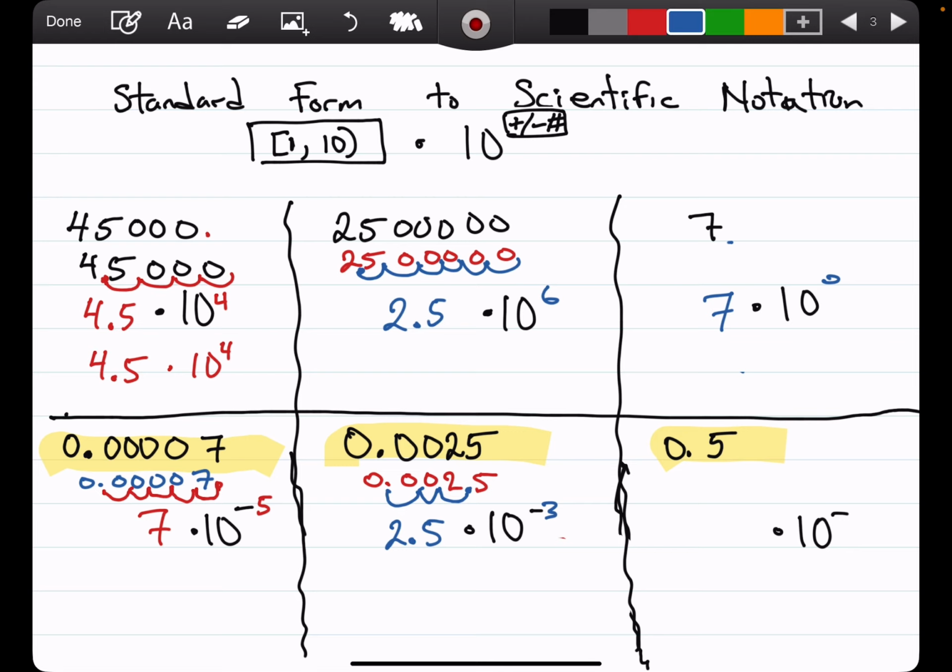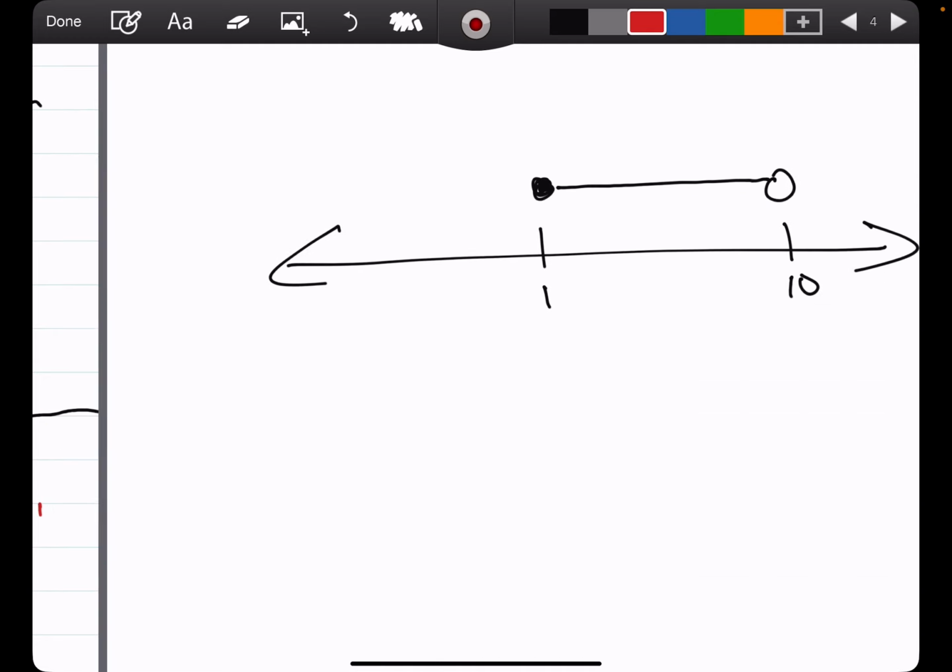Let's go to the last one. Where do I move the decimal point? Right after the 5, because right now it's not between 1 and 10. So I have to move it right after 5. And let's count. How many times did you move it? 1. Negative 1. Got it? Got it? Let me give you just one more thing.